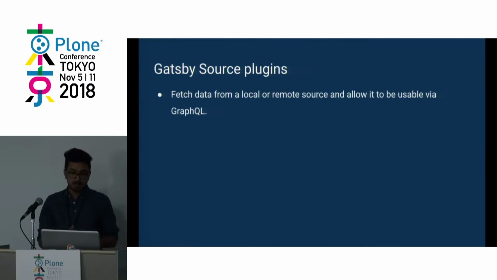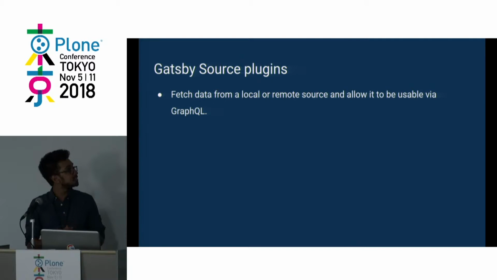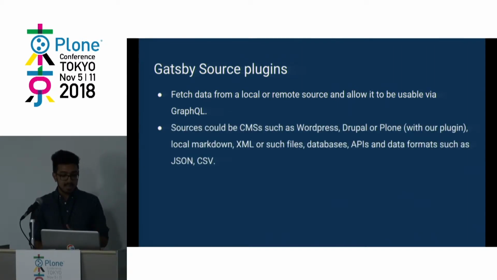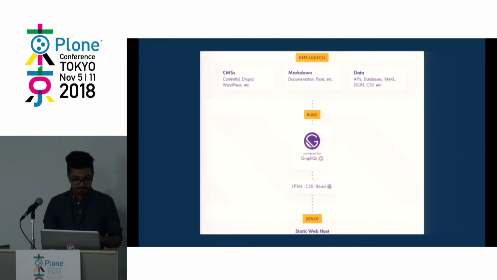So, Gatsby source plugins. This is also another part of the Gatsby ecosystem. What it does is basically use anything as a source, fetch this data, process it, and make it usable for your Gatsby site via GraphQL. And this source could be literally anything at all. It can be a local file, even any APIs, whatever you want. You can just put it in Gatsby and it'll use a plugin with it. And what you get is a Gatsby site which you can use.